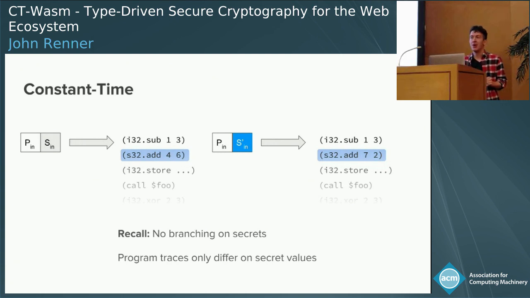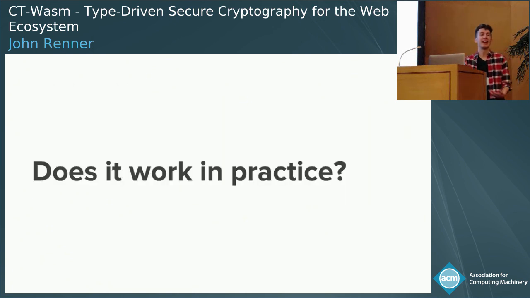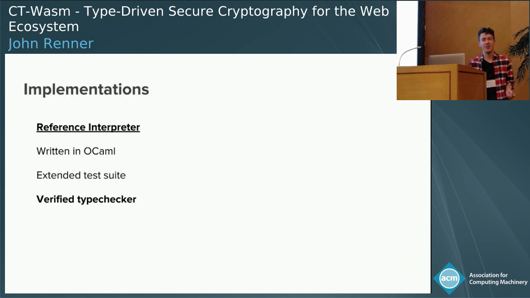And this is all well and good. We have a very strong theoretical understanding of how this works. But can we build it into a real system and get the properties that we want? Well, we built it into two systems. The first system is the reference interpreter that's provided by the WebAssembly committee. It's written in OCaml, and it comes with a full suite of tests for how WebAssembly is supposed to work. We extend this test suite with our own behaviors, and we even extract the type checker from our proofs and provide verified type checking in OCaml, which is kind of fun. It's a step forward for both WebAssembly and CT-Wasm, as it was previously not verified.